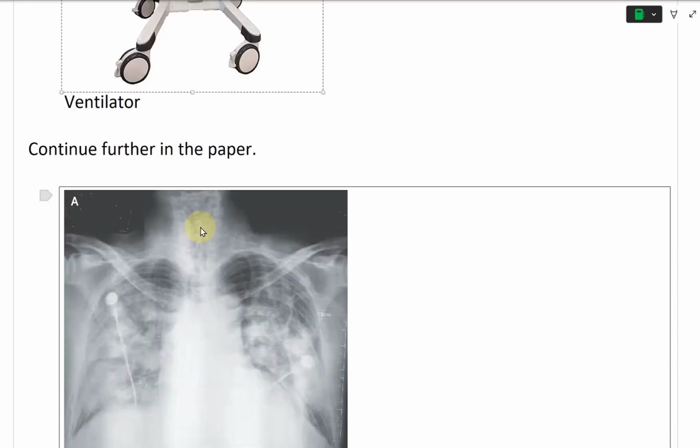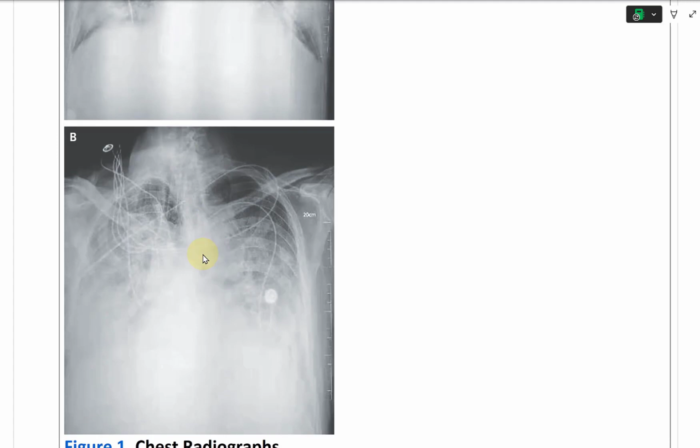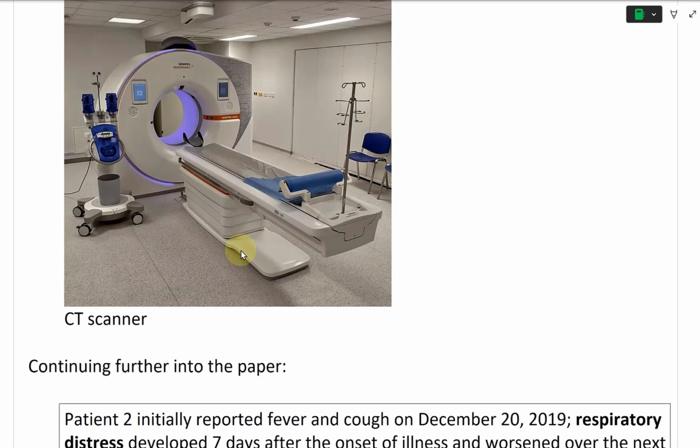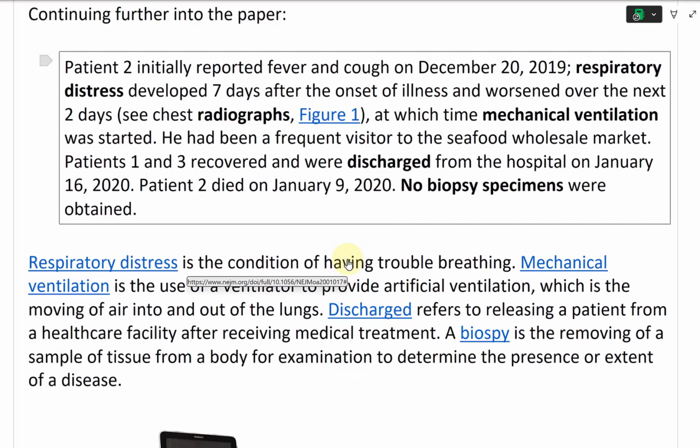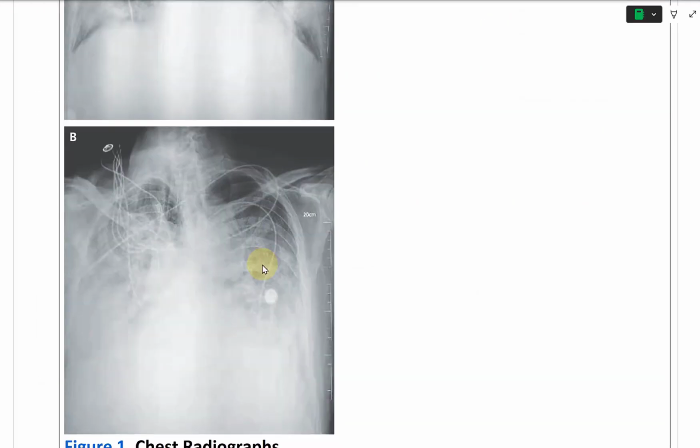It's very, very interesting. Continuing further in the paper, and we have these chest radiographs right here. That's figure 1. And again, this is for patient 2. And then let's have a look at these radiographs. And the information here.